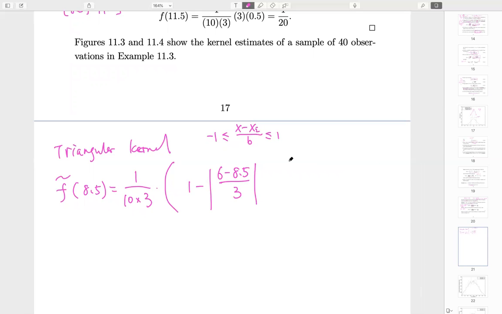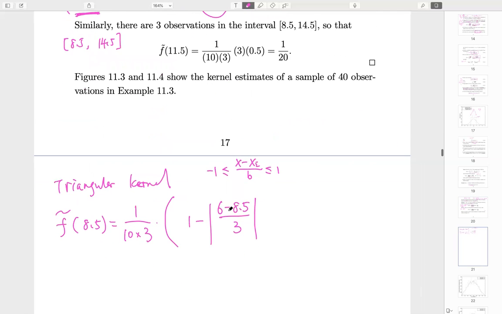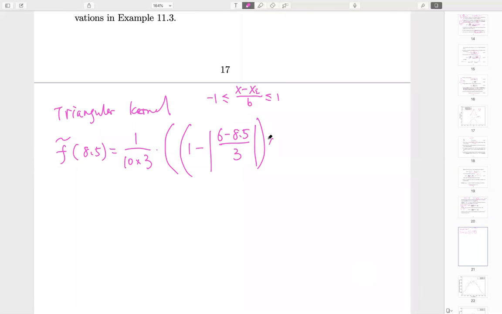For instance, the first value is 5, okay? 5 minus 8.5 is negative 3.5. Divided by 3 is obviously then greater than 1, okay? You cannot have anything greater than 1 because you want density. It should be 1 minus something less than 1, okay? Since there are 2 observations with 6, so this has to be doubled.